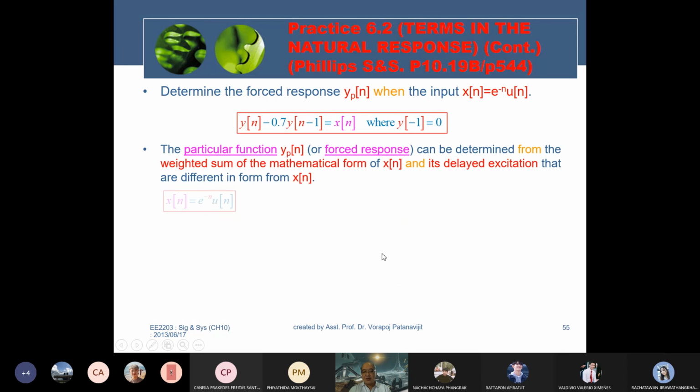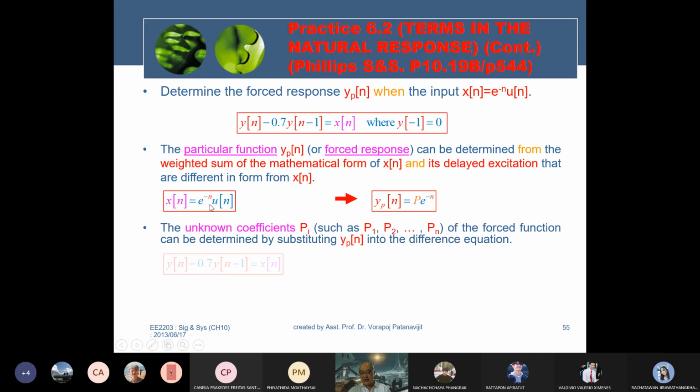The next one is the particular function, or Yp, or the forced response. It can be determined from the weighted sum of the mathematical form of x[n] and its delayed excitation that are different in form from x[n]. Here the excitation e^(-n) u[n] is the same form. Therefore, Yp will be e^(-n) multiplied by a constant P. You can see that in this case the delayed excitation e^(-(n-1)) is here.